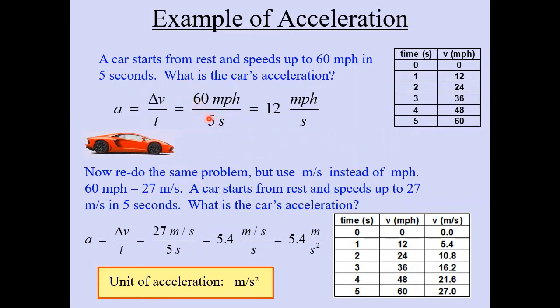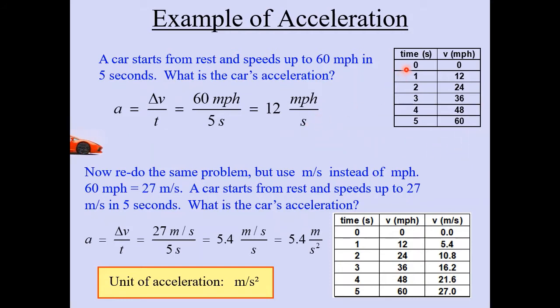So 60 divided by 5 is 12. Now the question is 12 what? Well, on top we have miles per hour, and on the bottom we have seconds. So the acceleration of the car is 12 miles per hour per second. In other words, 12 miles per hour every second that it travels.